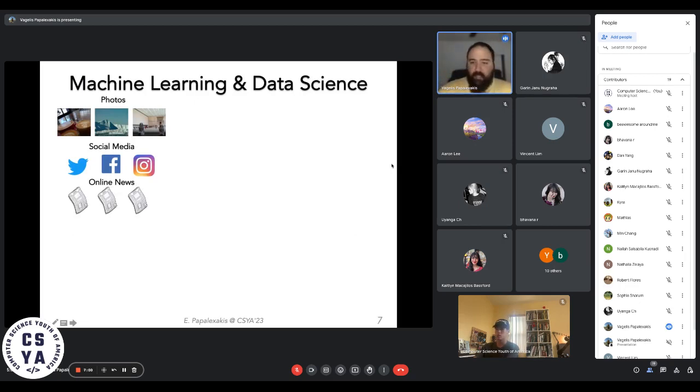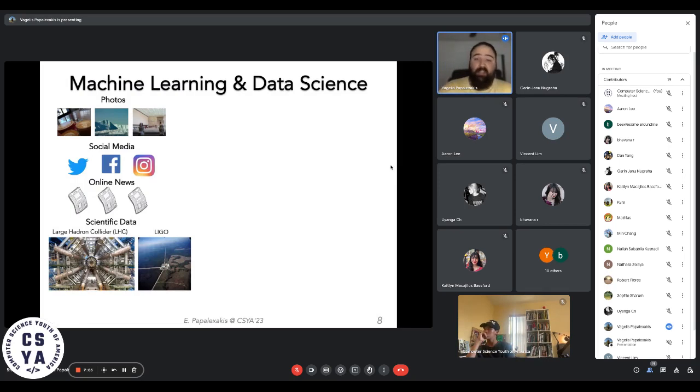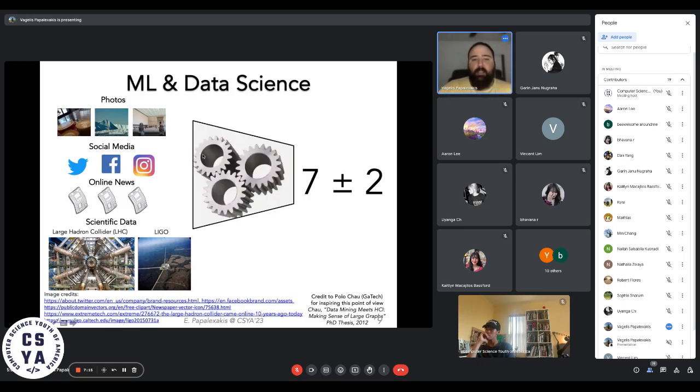There's tons of content online, news and articles of any flavor. There's even scientific data being generated. There are tons and tons of petabytes of data, right? The way you want to look at data science is as this set of tools in the middle that takes in all this humongous amount of data and distills it into 7 plus or minus 2 insights, right? That's how you want to look at it.